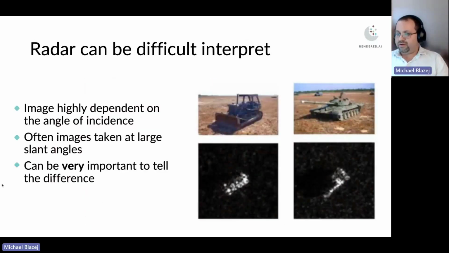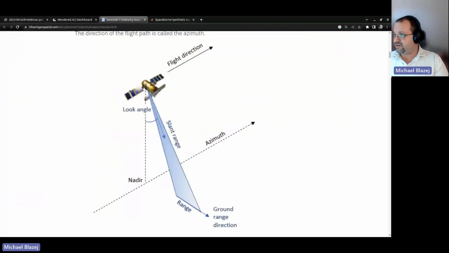Now these are real measured SAR images of a tractor and a tank from the SAR dataset. But the SAR images are highly dependent on the angle of incidence. And the angle of incidence being, I just want to show an example of this, is that if a satellite is flying by, the look angle to the target is this angle right here. I've seen examples of anywhere from 30 degrees to 70 degrees. And so this can be a very steep angle. And you can be looking at a target from very different angles.